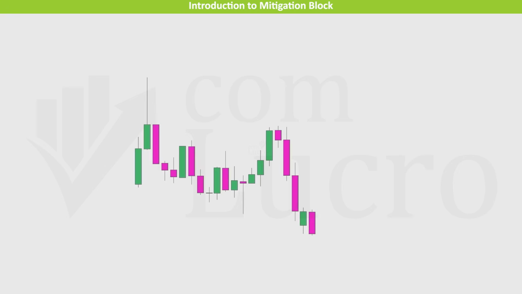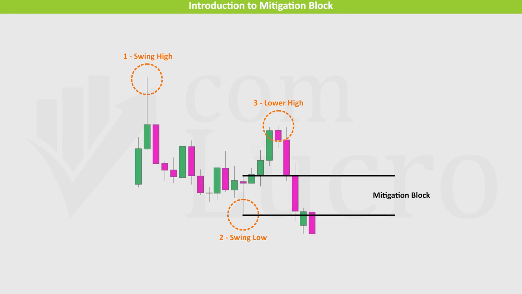The exact opposite applies in the bullish scenario. Now let us look at an example of a bearish mitigation block. Imagine the market is in a downtrend.